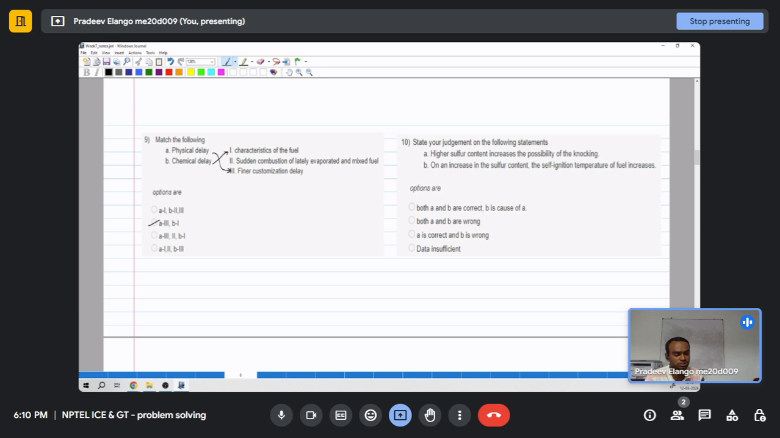State your judgment on the following statements. High sulfur content increases the possibility of the knocking. On an increase in sulfur content, the self ignition temperature of fuel increases. A is correct, but B is wrong. C is correct. So, on adding sulfur content, the self ignition temperature decreases, and because of that, there is high chance of knocking.